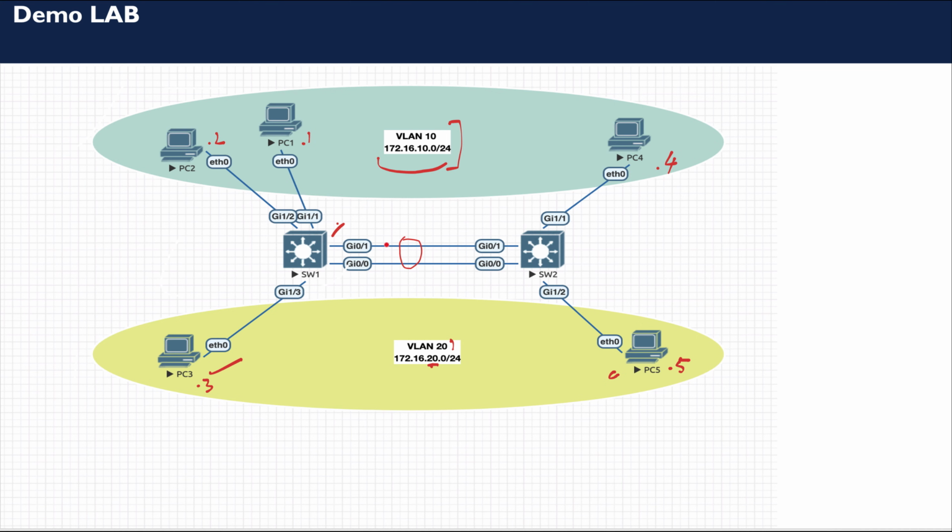We've also checked a few variations of the configuration affecting the trunk, going from hard coding trunk on both sides, and then trunk and desirable, and then trunk and access, and validated when the trunk is established and when it's broken.